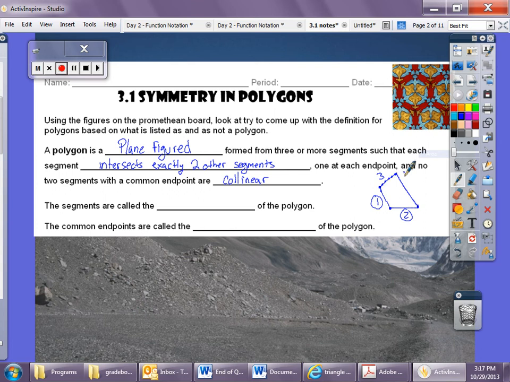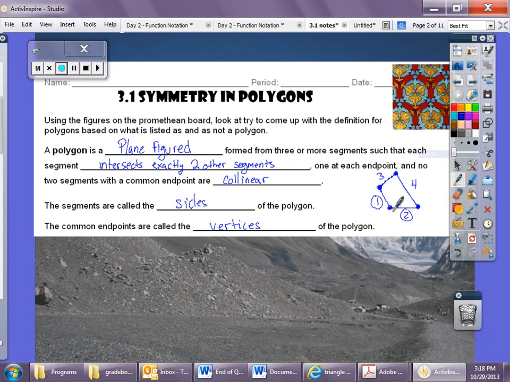The segments are called the sides. So we have side 1, 2, 3, and side 4 of the polygon. And the common endpoints are called the vertices. So we have all of our common endpoints where they intersect. These are the vertices of the polygon. So we have these 4 vertices here. And that's how we make up a polygon.